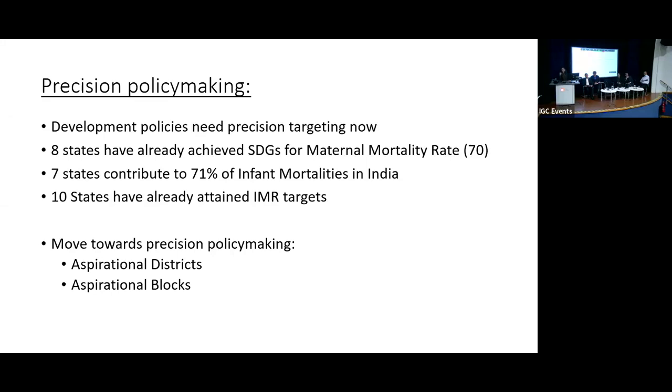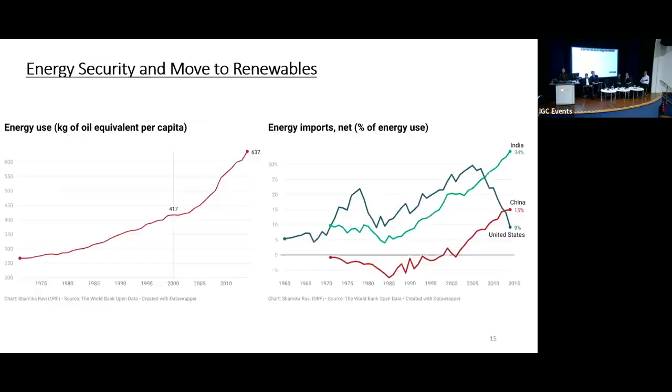That is the reason we constantly talk about aspirational districts and now aspirational blocks. The problems are highly localized and therefore the solutions also need to be localized. There's very little policy making in a lot of these areas that Delhi does, right? A lot of it is localized. And this is my final slide because this is an energy conference as well.